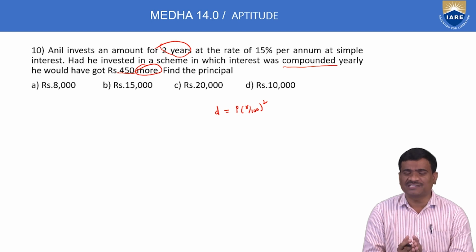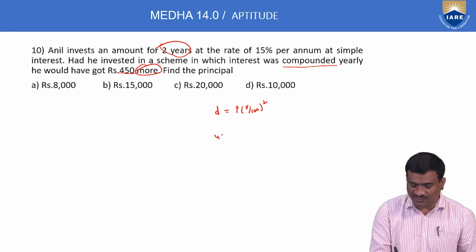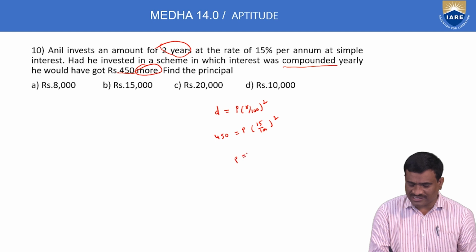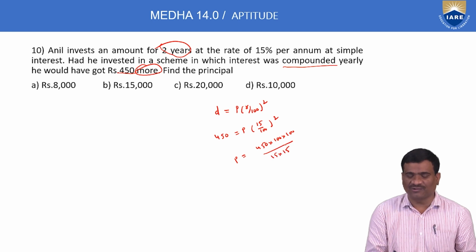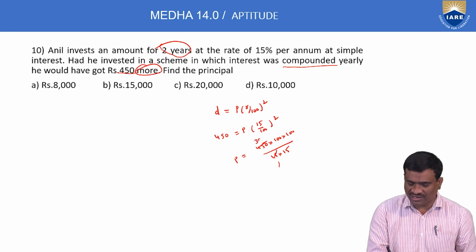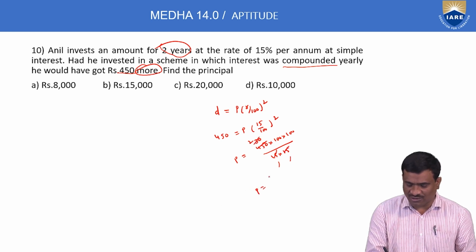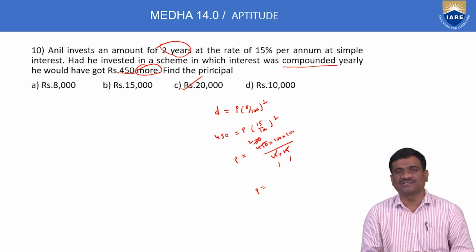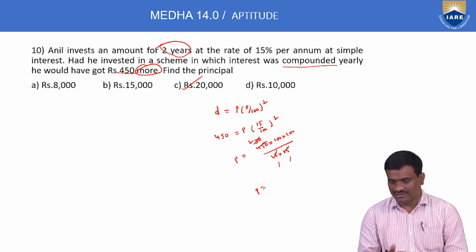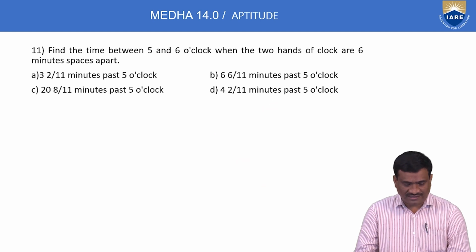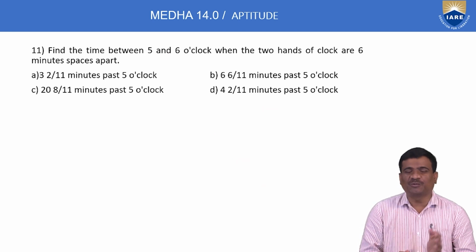Here calculate principal amount. Difference given 450. Find P where R is 15 by 100 whole square. Then P is equal to 450 into 100 into 100 divided by 15 into 15. Then P is equal to 20,000. Option C only correct. Next, 11th example. Quant part completed.